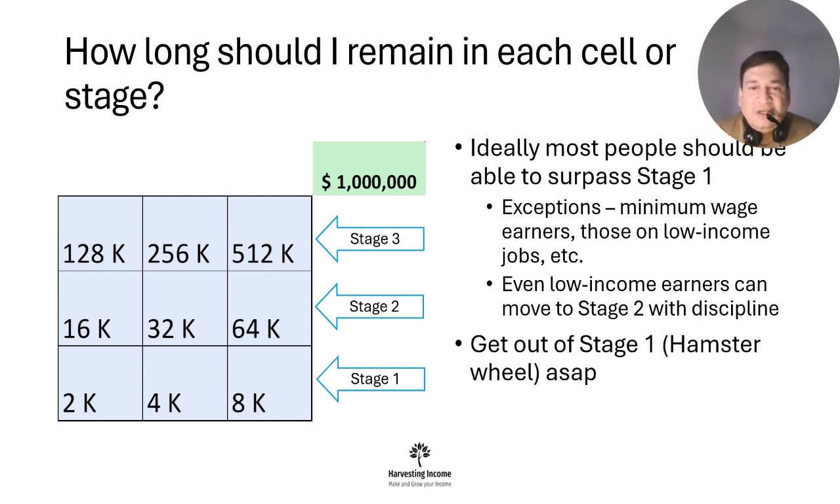So the first thing is you want to get out of stage one, which is like a hamster wheel, ASAP. If you can do it in a month or 6 months, that's great. Get out of it ASAP. And some people take it very lightly. Like, I'm making a big amount of income, I'm earning $50,000 a year, why should I worry about being in stage one? I'll still have my $4,000 portfolio, and I'm fine.